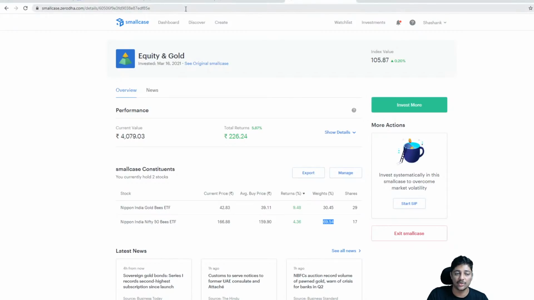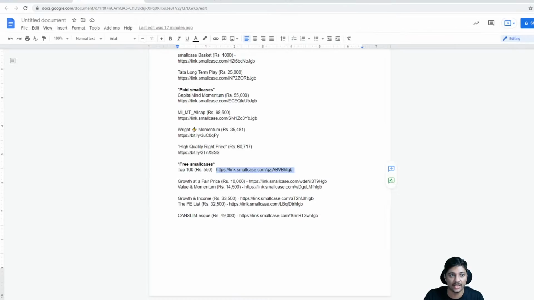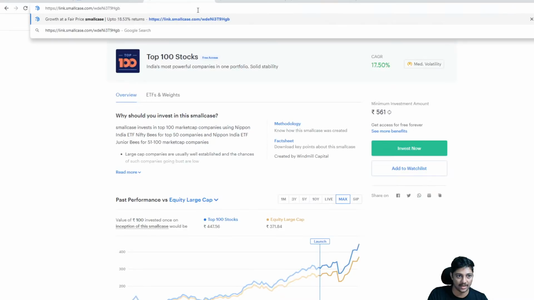Okay, I'm just going through the small cases which are free quickly. Next small case that is free. Now this is in the range of 10,000 to 15,000 rupees. Okay, whoever is in the 10 to 15,000 range, let me show you how to analyze.